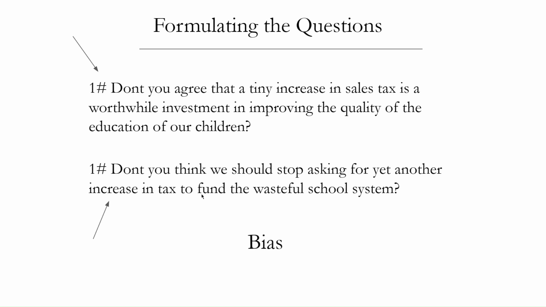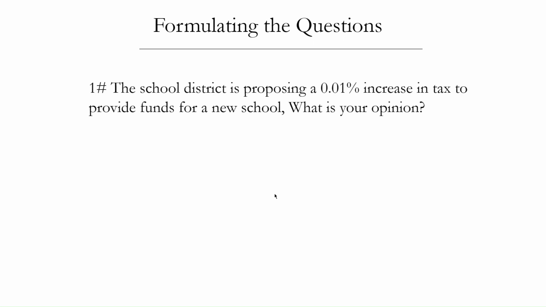So this can cause bias because in these questions, instead of actually asking for opinion and using it as information, they are basically pushing us to one side of the argument, which doesn't lead to accurate results. So whenever you're formulating the questions, always be as neutral as possible. Now I'm going to form the same question as neutral as possible. The school district is proposing a 0.01% increase in tax to provide funds for a new school. What is your opinion? Now this is much more neutral and it's actually asking for opinion.